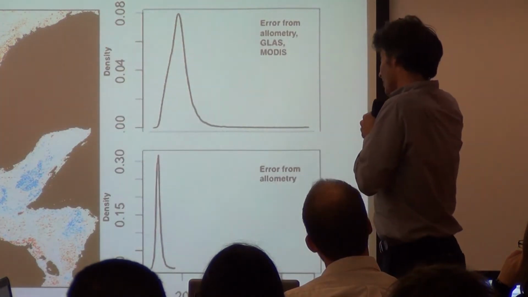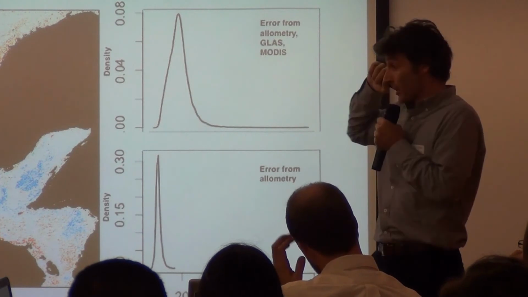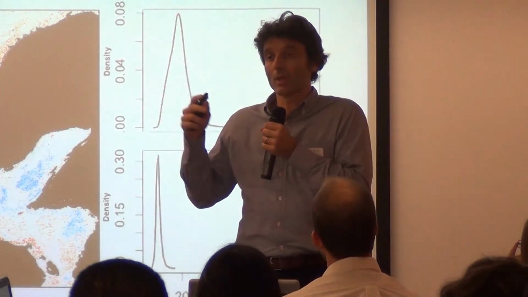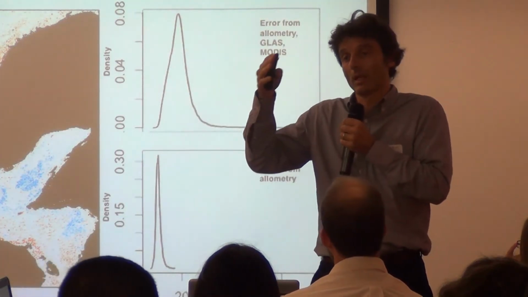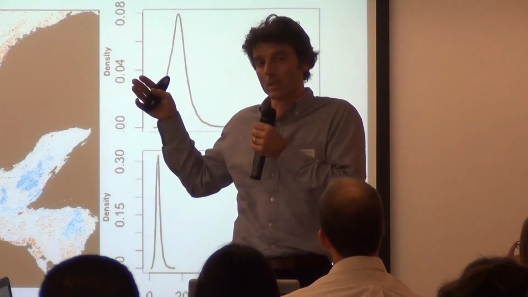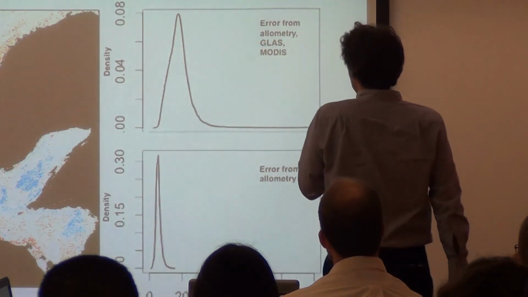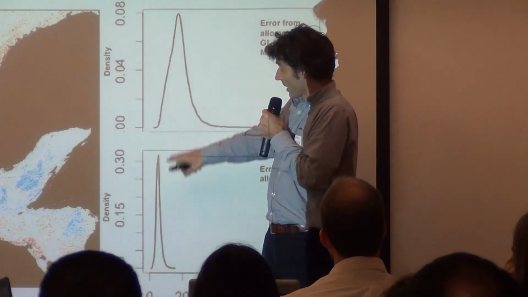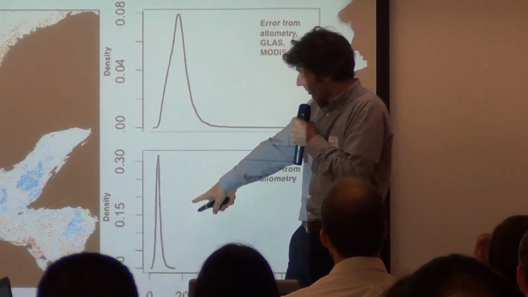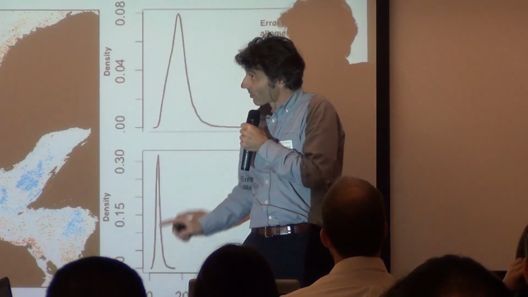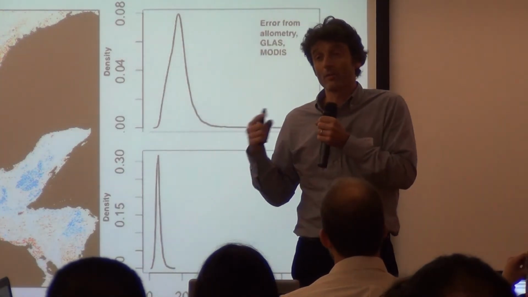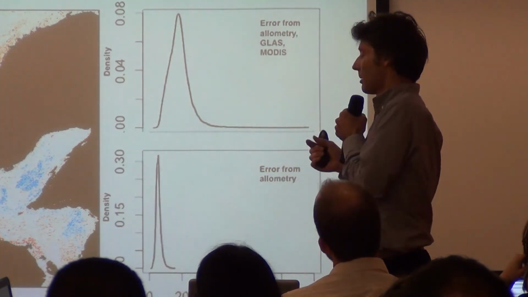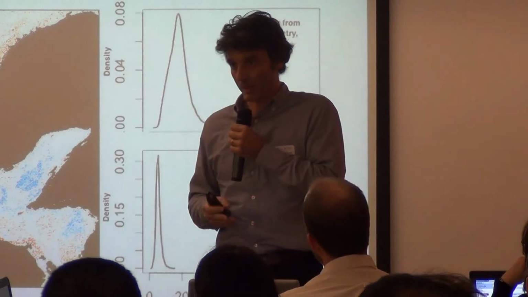Okay. Now we also tried to decouple the three errors, right? We have an error from allometry, we have an error from the GLAS model, and we have an error from the MODIS data. And here on the bottom, I'm showing the error from the allometry. As you can see, compared to the total error, the relative contribution of the allometry to the total error is actually quite small. Okay, it is about 7–10%.